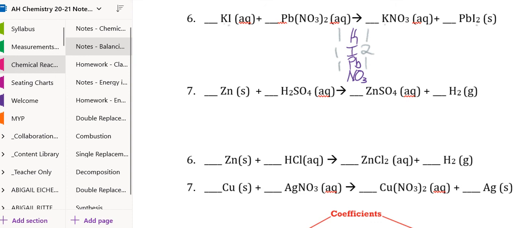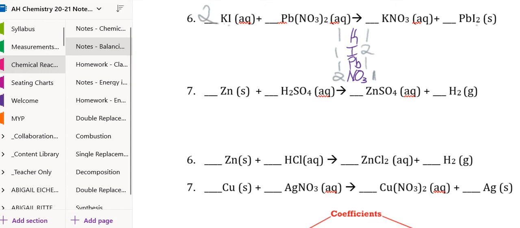So notice in my inventory, I wrote NO3 all together. So how many NO3s do I have in my reactants? I have 2. Do you see that? How many NO3s do I have in my products? 1, right? So where do we want to start? The potassium iodide. So what do you want to put in front of the KI, potassium iodide? 2. Okay, let's try 2.